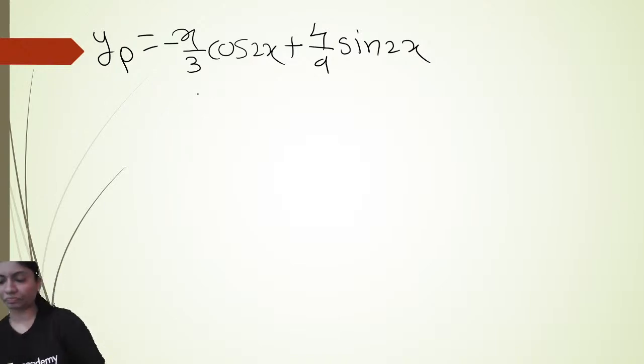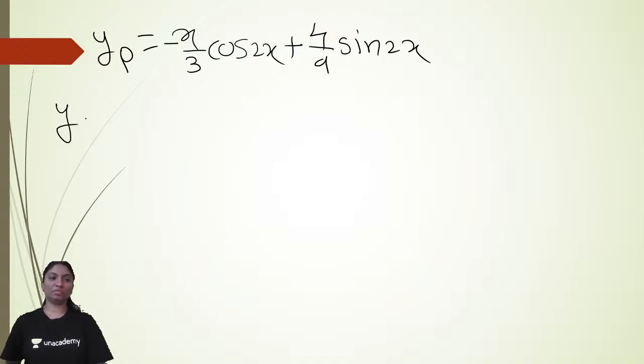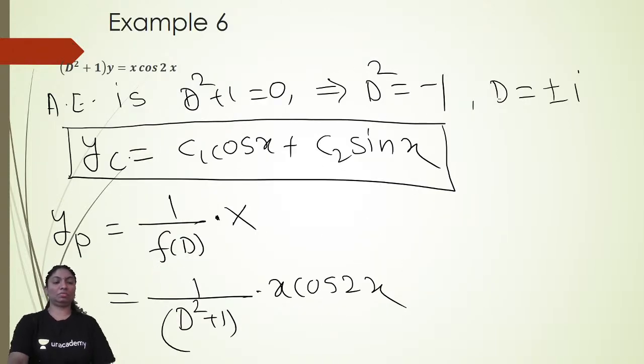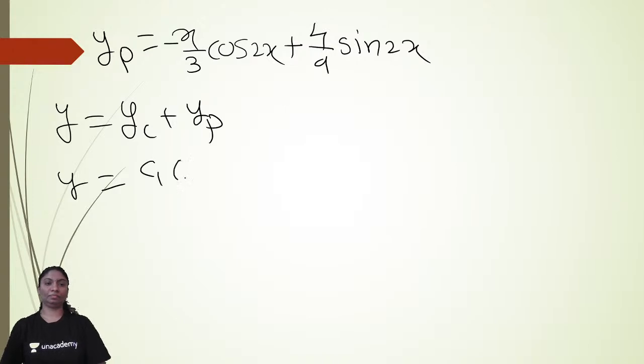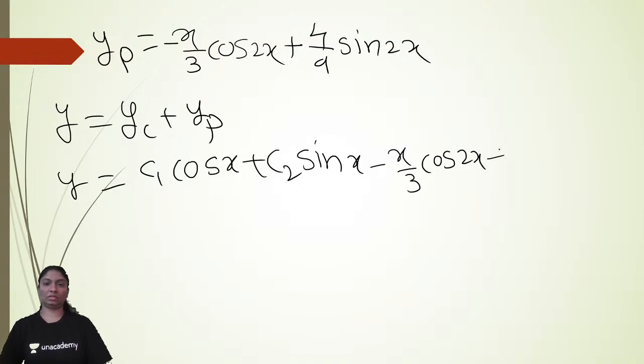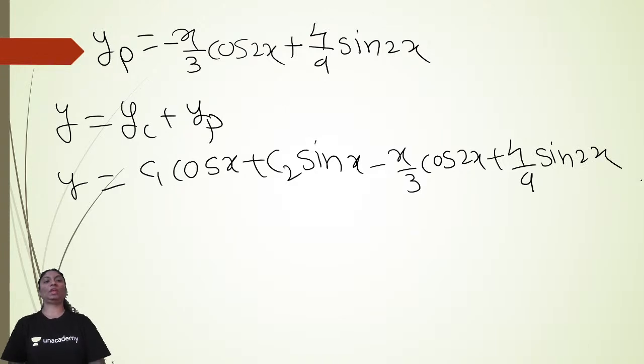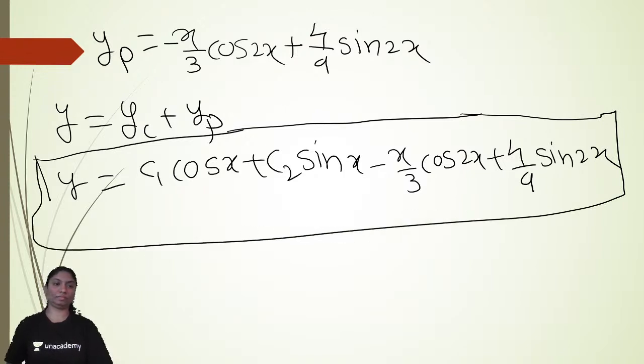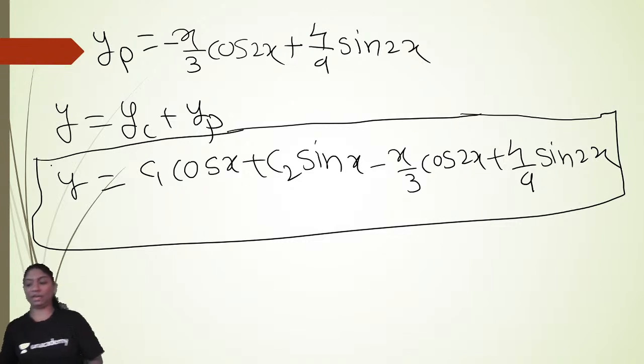Now y becomes yc plus yp. So here our y is equal to yc, which is c1 cos x plus c2 sin x, plus yp, which is minus x by 3 cos 2x plus 4 by 9 sin 2x. Okay, this is our y. So we will get y is equal to this.